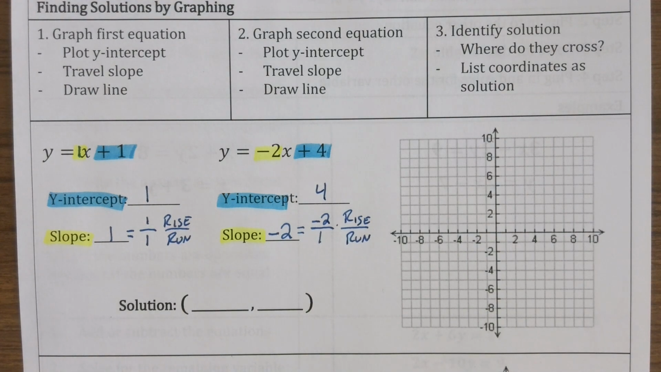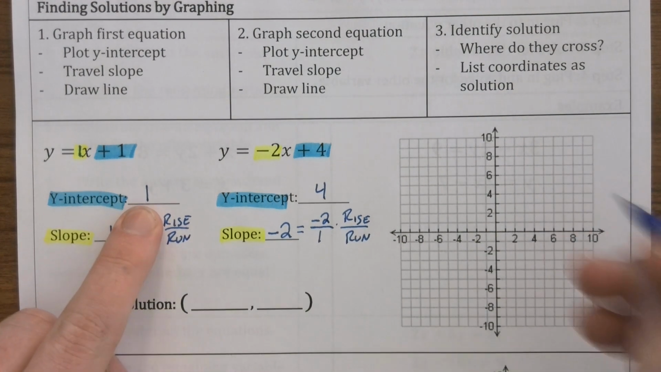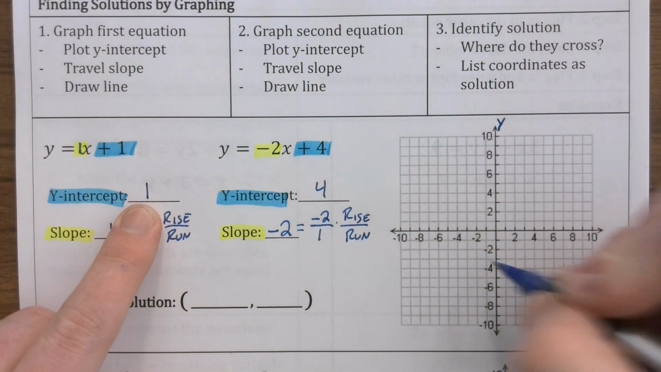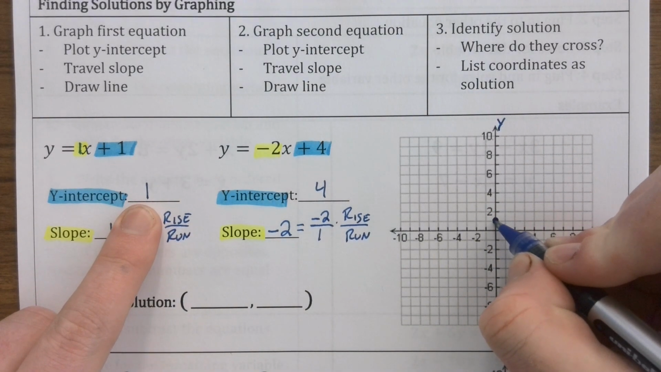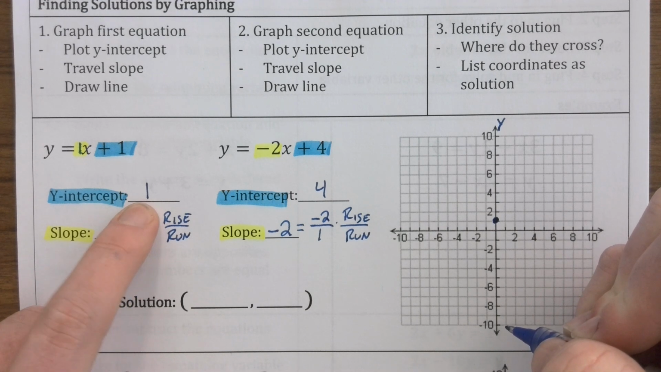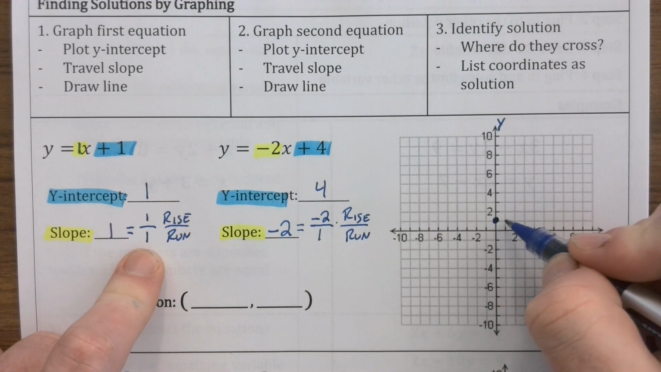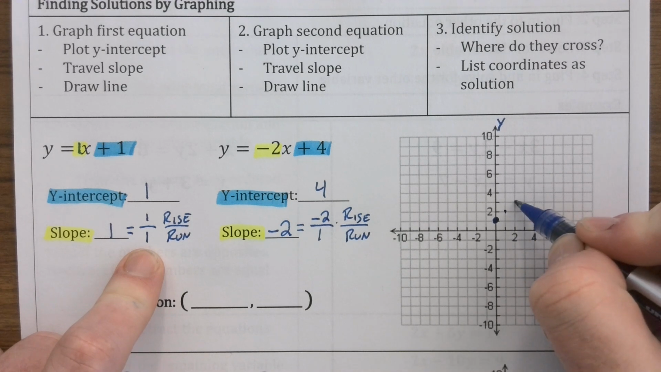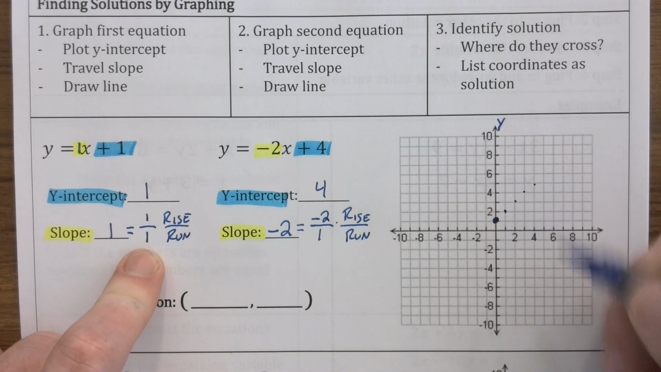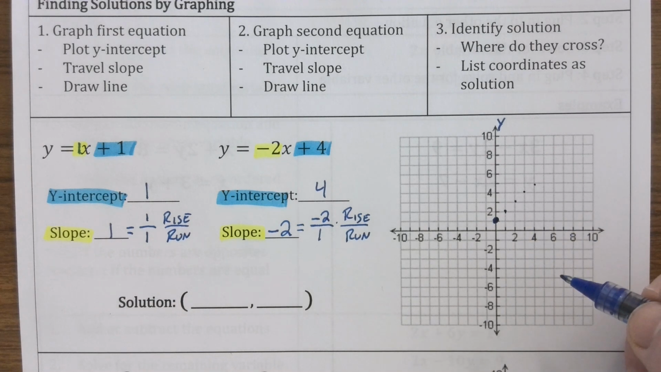All right, the first thing we're going to do is plot our y-intercept for our first equation. So our y-intercept here is 1, so I'm going to go over here, and I'm going to go up to 1 on our y-axis. Now I'm going to go our slope. Our slope is 1 over 1, which means I go over 1, up 1, over, up, over, up, over, up. You don't need to plot every single point.